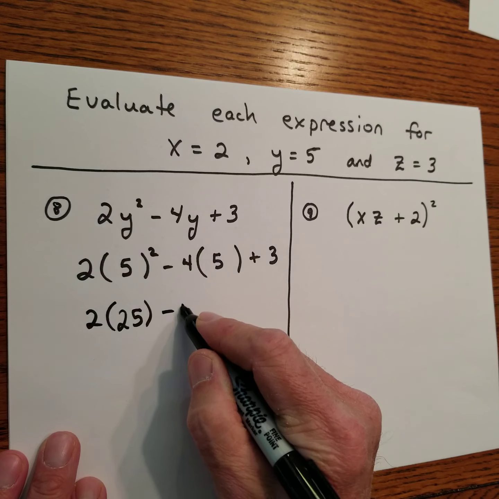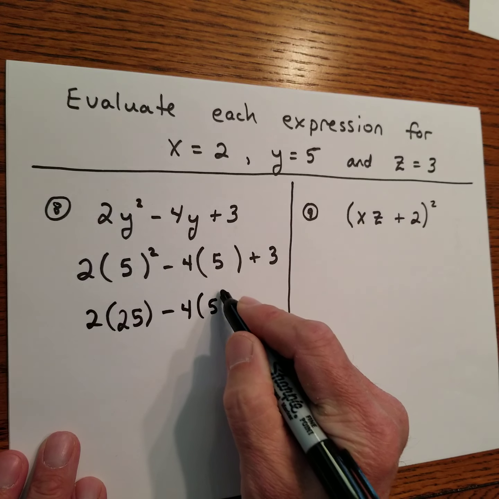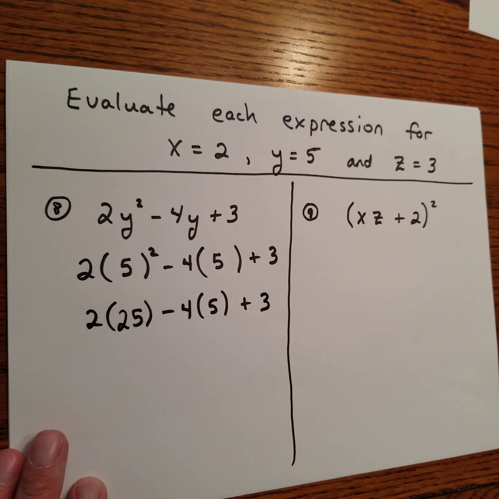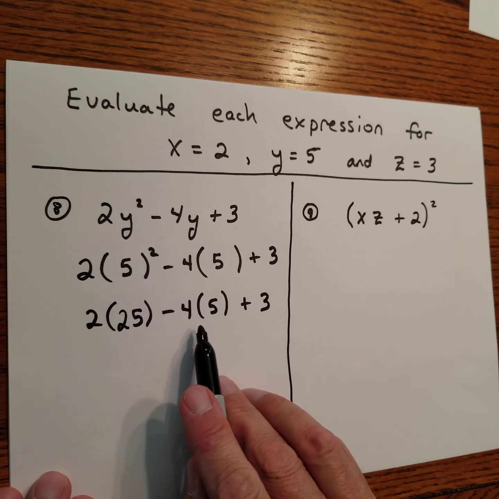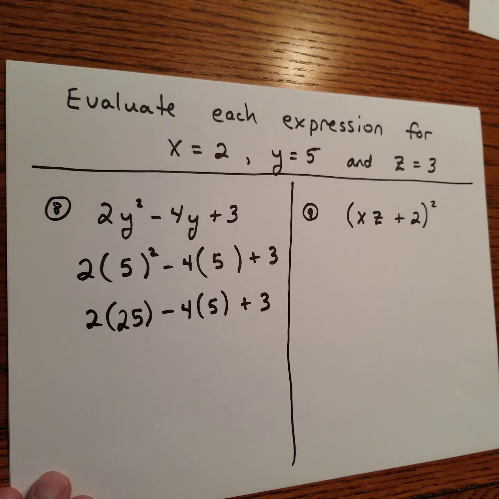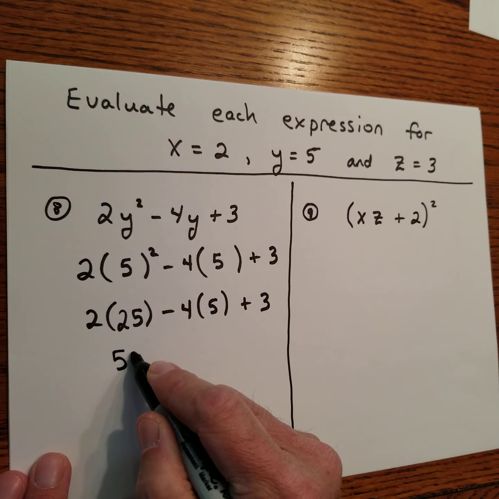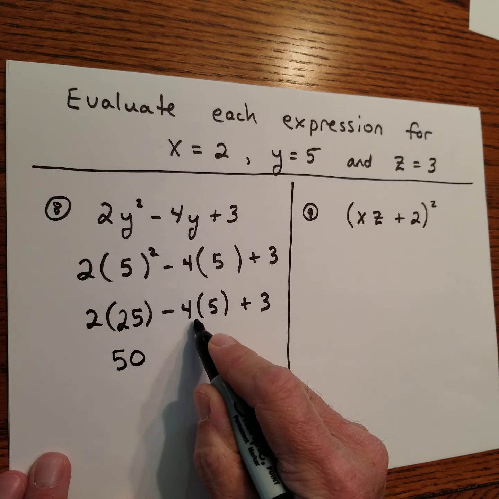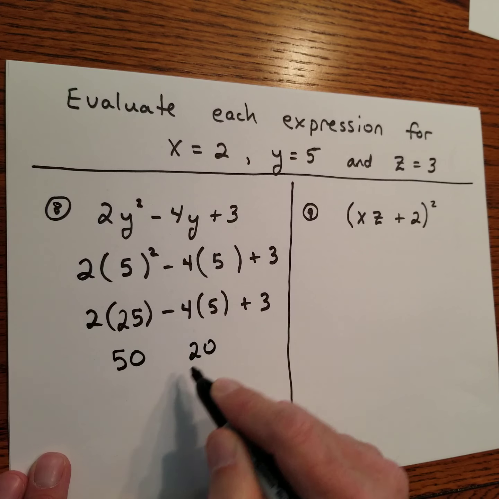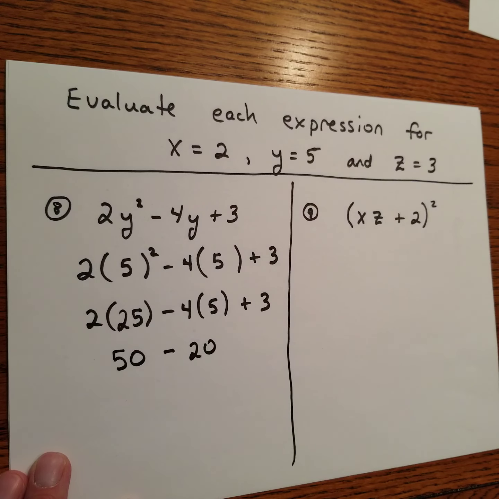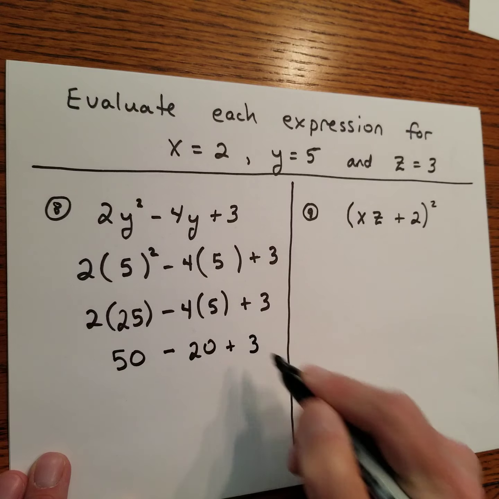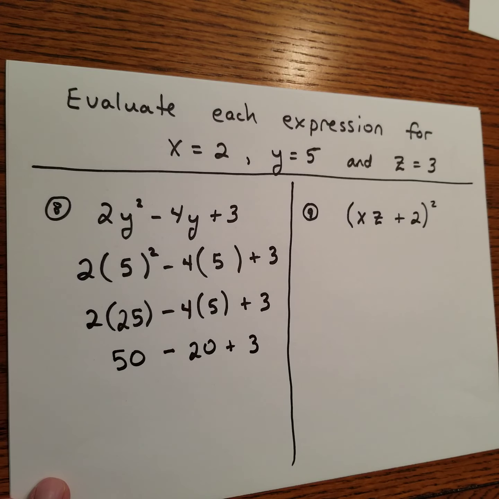Copy, copy, and copy. Now I've got multiply, multiply, subtract, and add. Multiplication happens before add or subtract. Let's do all the multiplications. 2 times 25 is 50. 4 times 5 is 20. Copy the minus. And copy the plus 3.